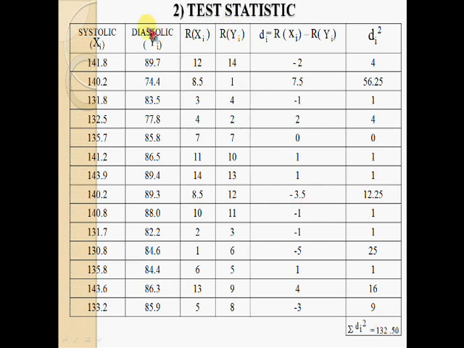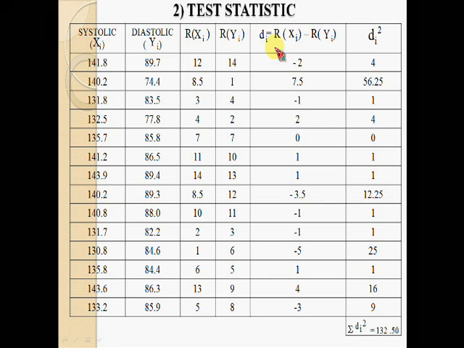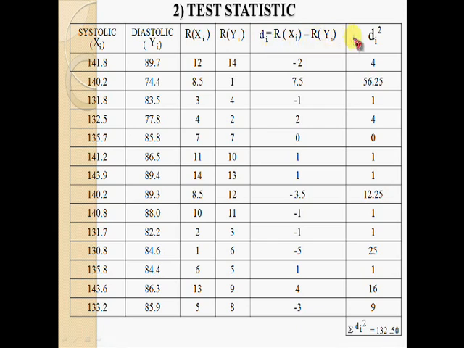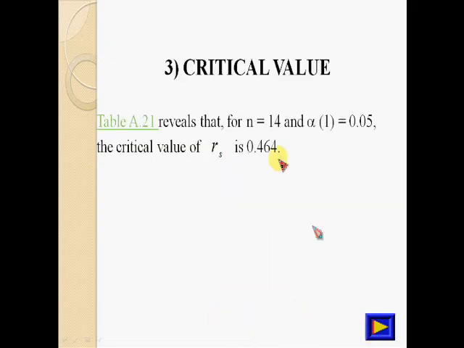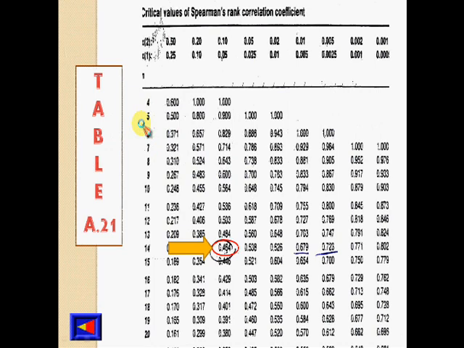For the test statistic, the first columns are Xi, Yi, rank of Xi, rank of Yi. Then the difference between rank Xi and rank Yi, and we can find di squared. The summation of di squared gives 132.5. By the formula for Rs, we substitute the values and get 0.7088. For the critical value, we can get it from table A.21, for n equal to 14 and alpha 0.05, and we get 0.464. It's in the table A.21.